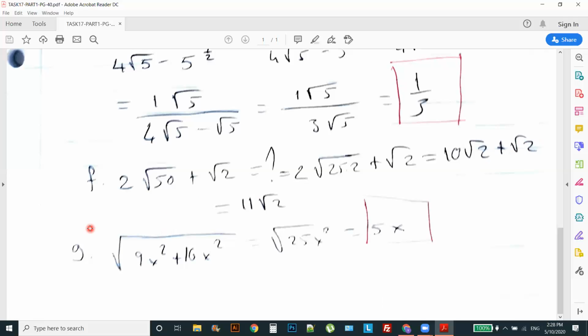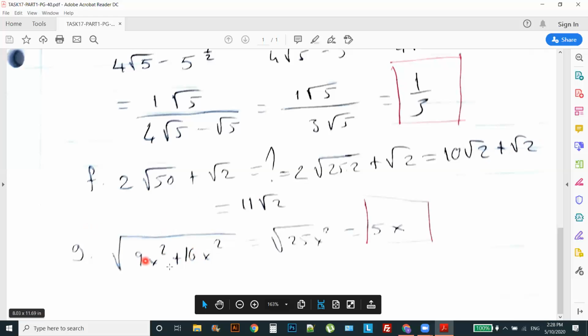9x to the power of 2 plus 16x to the power of 2. Since it's under the same root, I can simply do the addition. So 9 plus 16 will be 25, x to the power of 2. Here, guys, it is just a simple exponent rule. The exponents are the same, so I'm going to add the coefficients. So 9 plus 16 will be 25, x to the power of 2.